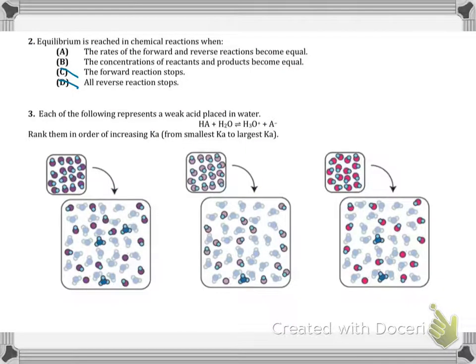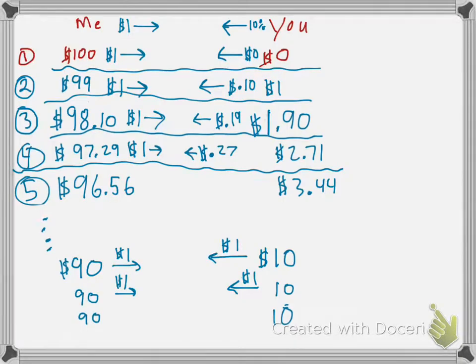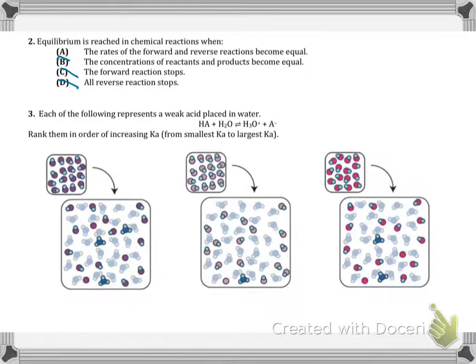Also, it cannot be B. The concentrations of reactants and products aren't necessarily equal. There is a situation in which they are equal. It's very rare, but it's not when equilibrium is achieved. Because if you take a look, do you have the same amount of money as I do? No. The answer is A. The rate of the forward reaction is equal to the rate of the reverse. The amount going forward is equal to the amount going backwards.